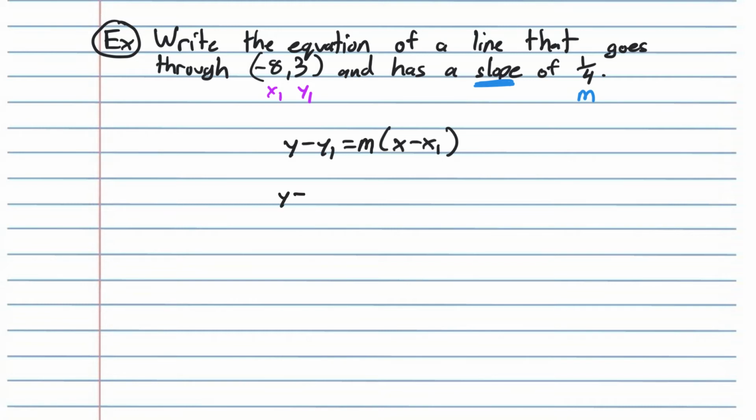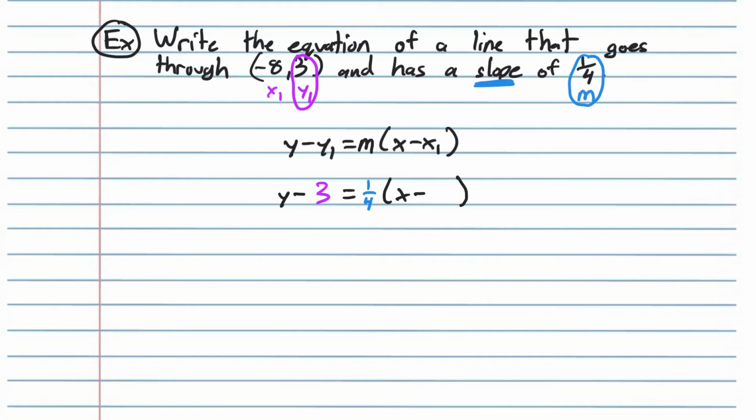Y minus, leave some space for you to plug in that y1, leave some space to plug in that m, and then x minus, and leave some space to plug in the x1. Now let's plug in the missing pieces. So our y1 value is up here. So y1 is 3. So I just plugged it in. Our m is over here. It's the 1/4. So we're going to plug that in right here.